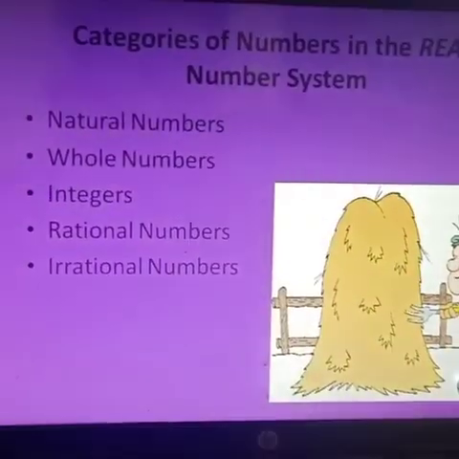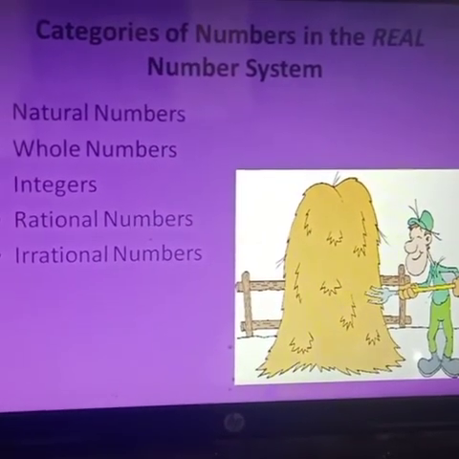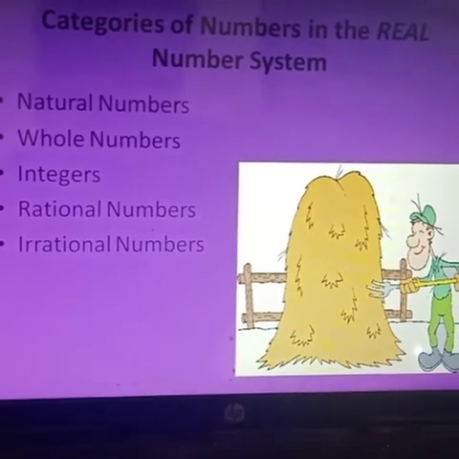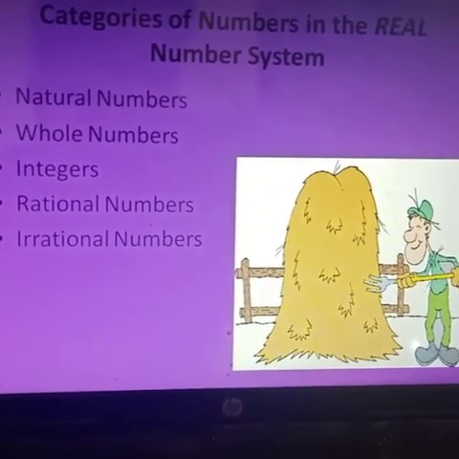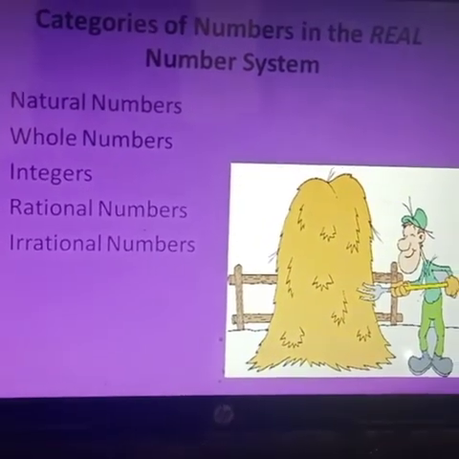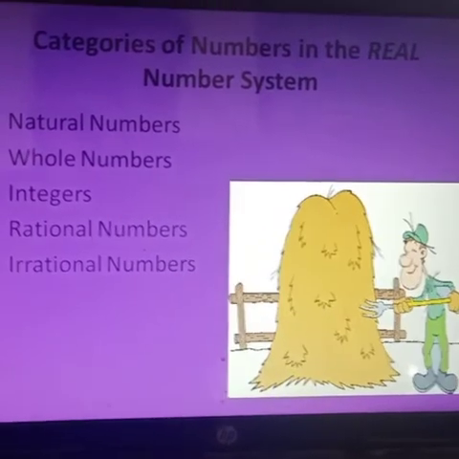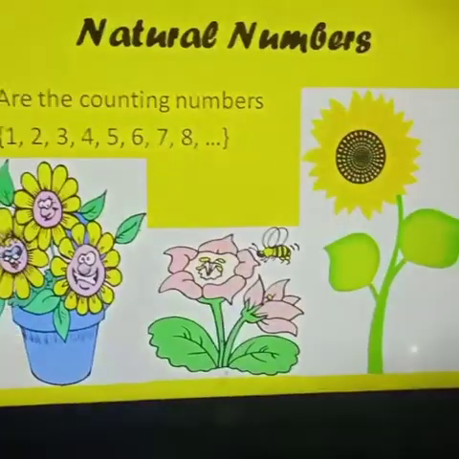Next are the categories of numbers in the real number system. Basically there are 5 categories. First is natural numbers, second is whole numbers, third is integers, fourth is rational numbers, fifth is irrational numbers. These are all in the category of the real number system. We will see them one by one. First is the natural number.